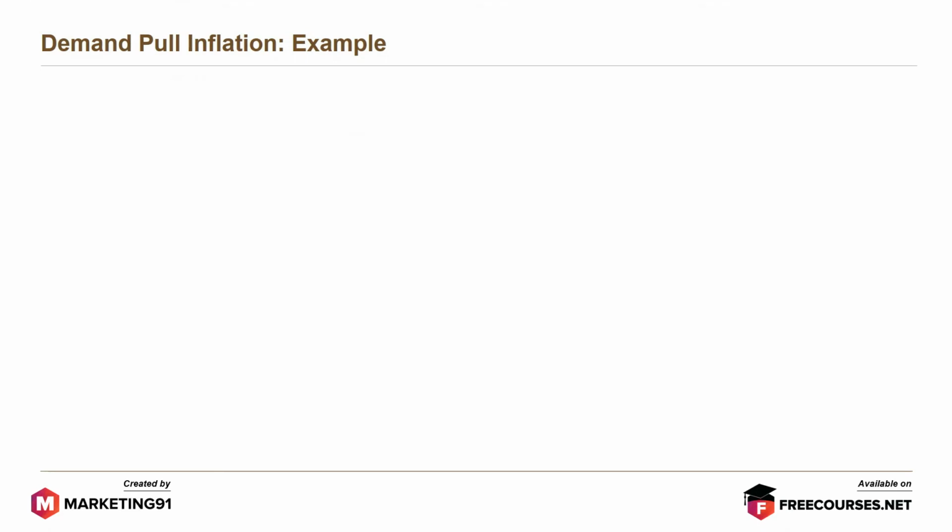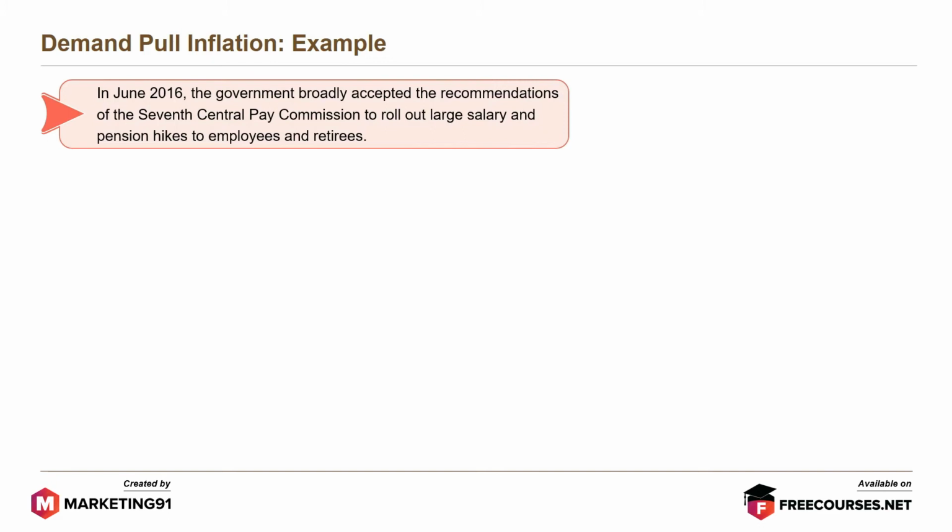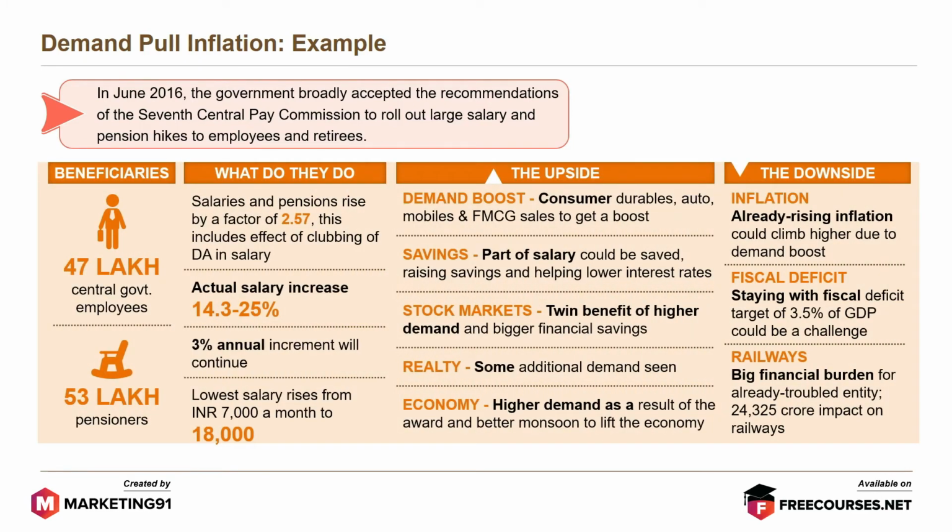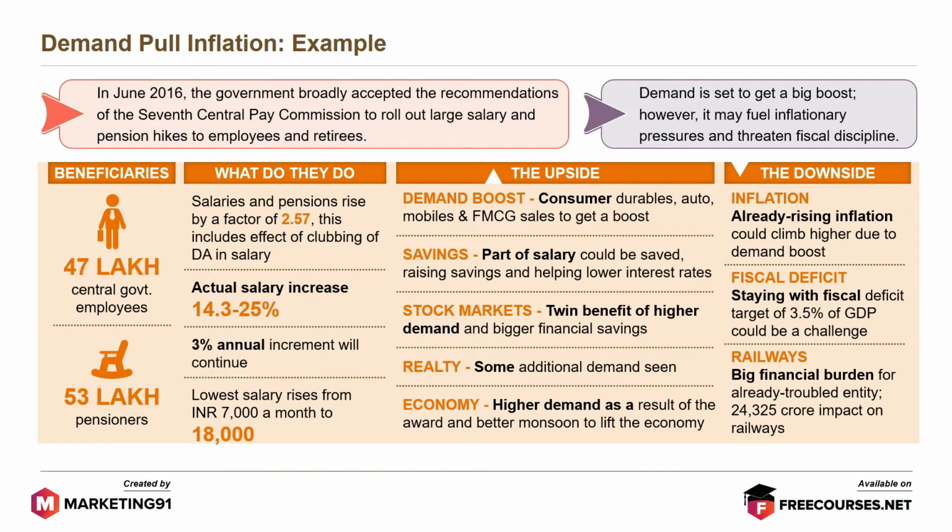Now let's look at an example of demand pull inflation to understand it better. In June 2016, the government broadly accepted the recommendations of the 7th Central Pay Commission to roll out large salaries and pension hikes to employees and retirees. 47 lakh central government employees and 53 lakh pensioners benefited from this. Due to this, demand is set to get a big boost. However, it may fuel inflationary pressures and threaten fiscal discipline.